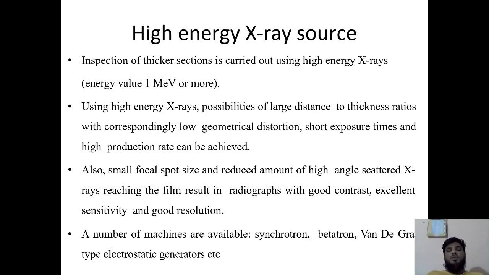Also small focal spots: if there is a small focal point where the radiation has to be concentrated, and we have to identify that particular small area, that can be done using high energy X-rays. We can concentrate them at a particular point. The machines available for high energy X-rays are Syntron, Betatron, and Van de Graaff. These are the various types of electrostatic generators existing at present.